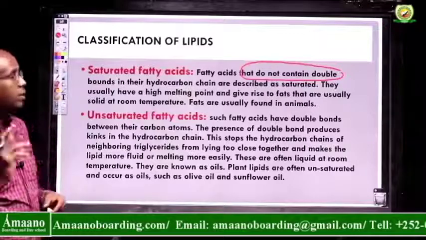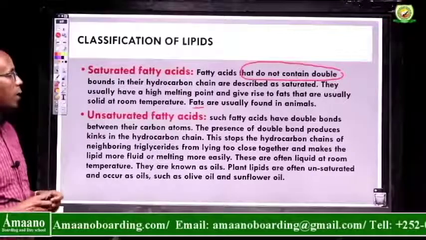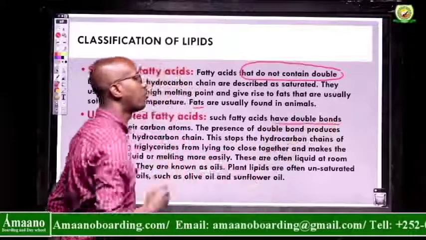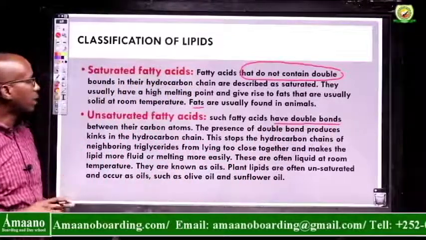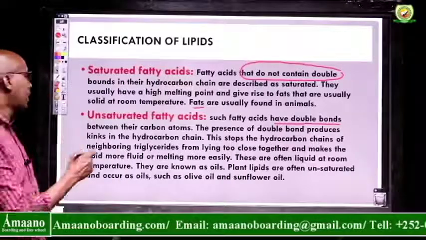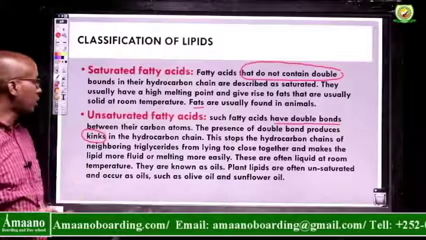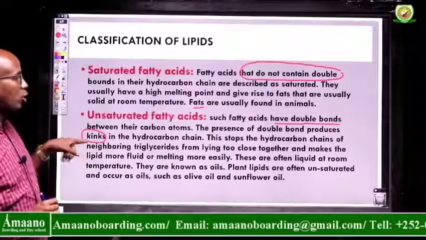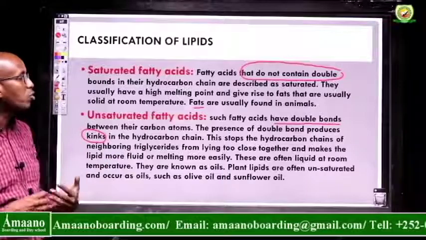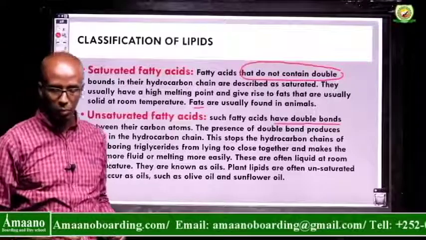And remember, fats are usually found in animals. Fats are usually found in what place? Animals. Unsaturated fats have a double bond. They have what? A double bond between their carbon atoms. So the presence of a double bond produces kinks. Kinks means curves. So this curve stops the hydrocarbon chains of neighboring triglycerides from lying too close together and makes lipids more fluid, or melt more easily.